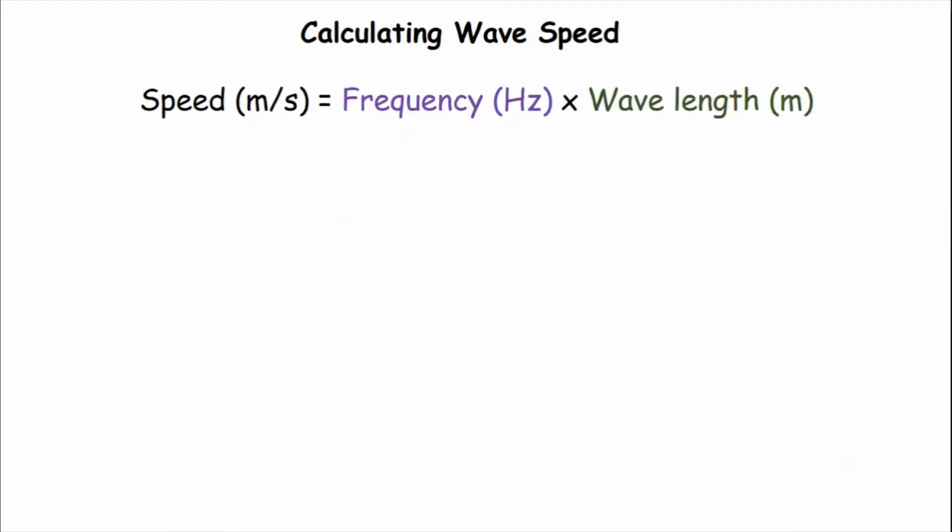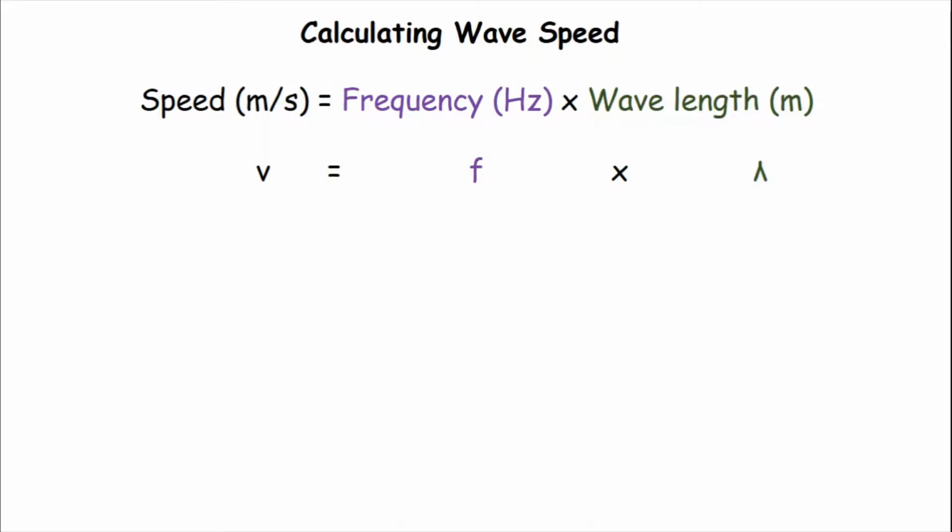Now we're going to look at the second equation to calculate speed for waves, and this is speed equals frequency times wavelength. And the unit for speed is still meters per second, the unit for frequency is hertz, and the unit for wavelength is meters. We can also write this as V equals F times lambda, where V is the symbol for speed, F is the symbol for frequency, and lambda is a Greek letter and it is the symbol for wavelength.